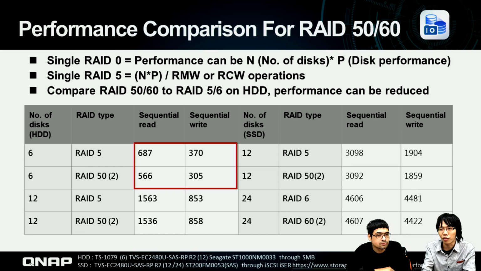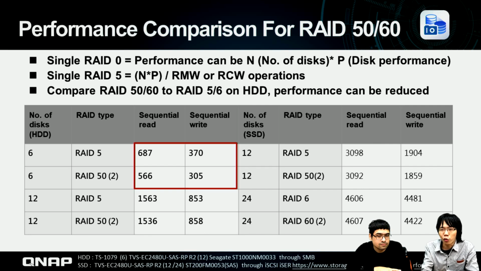Actually, the sequential access performance of RAID 15 and 16 will not increase, because the total disk number is still the same. So here we can see the table on the left. We use HDD. As you can see, if we have the same disk number, with RAID 5 and RAID 15, the sequential performance we tested is generally the same. But if you have fewer disks, for example, you only have 6 disks, the performance of RAID 15 and 16 will actually be lower compared to a single RAID 5.